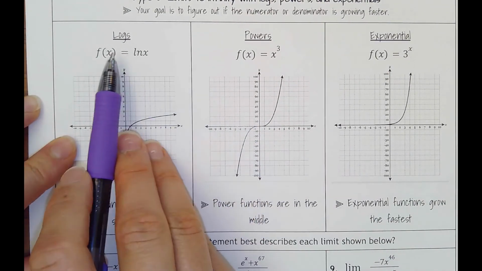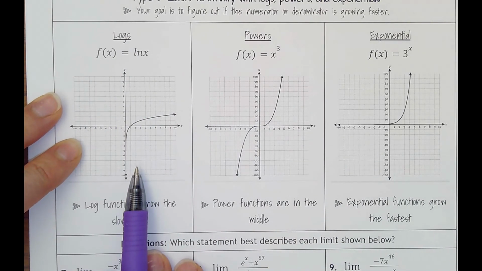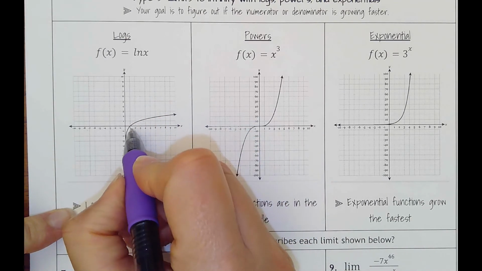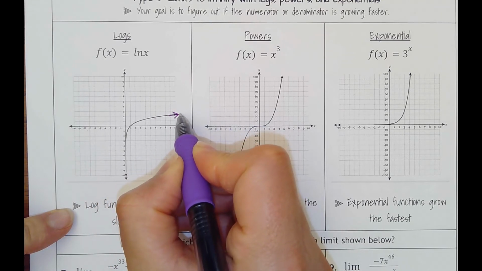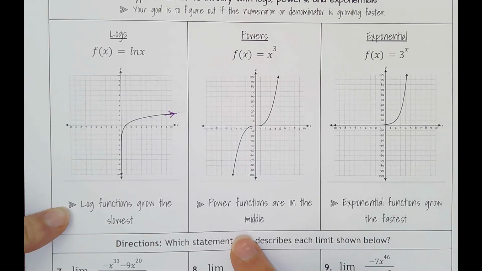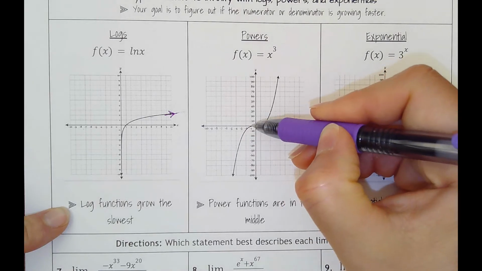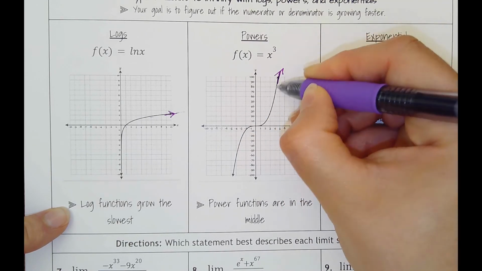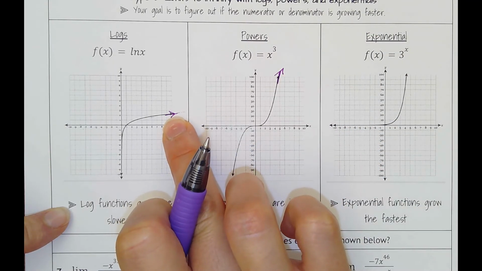So the first thing I want to show you is a log, and I graphed f of x equals natural log of x. This is the parent function. Logs grow the slowest, because we're looking as x goes to the right. Do you see how slowly this line is increasing? Versus powers, which are kind of in the middle here. Here's x cubed, what I chose, a cubic function. Look at the end, how steeply it's growing. So it's going up faster than the log by a lot.